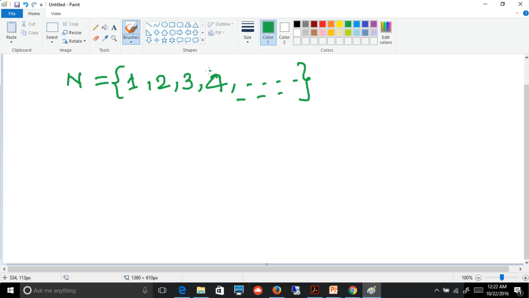Remember, here we are not including 0. So 0 is not a part of the natural numbers. If you include 0, that will be something else. So here you can learn two things. One is the denotation, because in algebra you should know the meaning of N. N is a natural number, and natural numbers are 1, 2, 3, 4, and so on. So this is all about natural numbers.